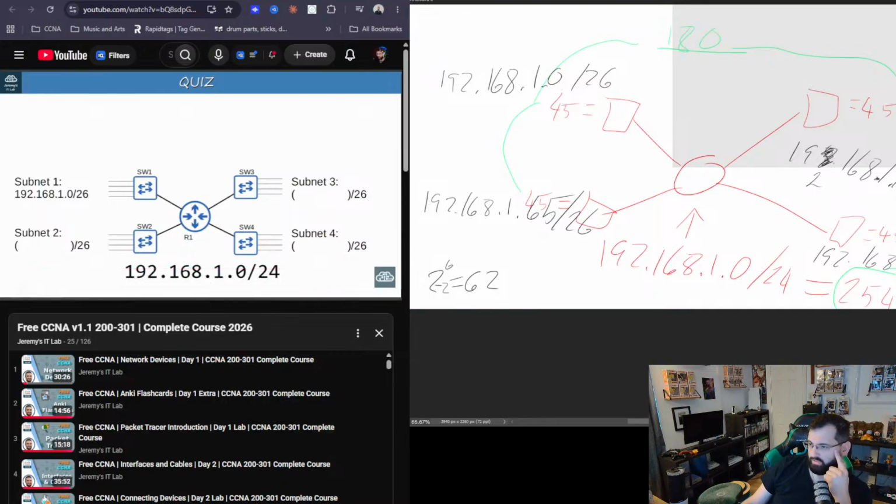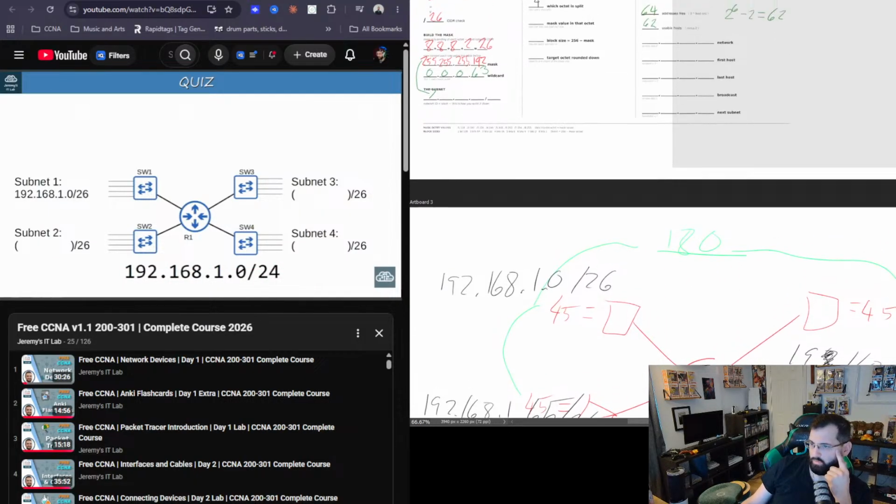So the number of bits that are taken up would be 8 plus 8 plus 8 would be 24, 25, 26.